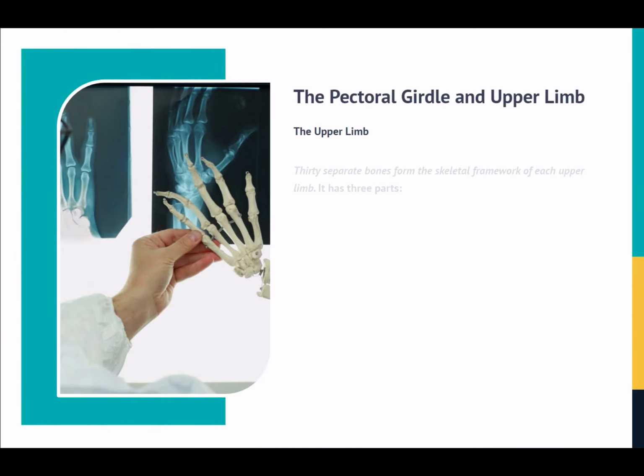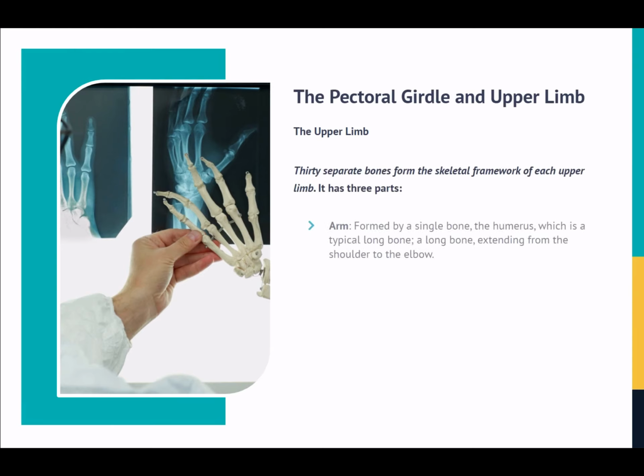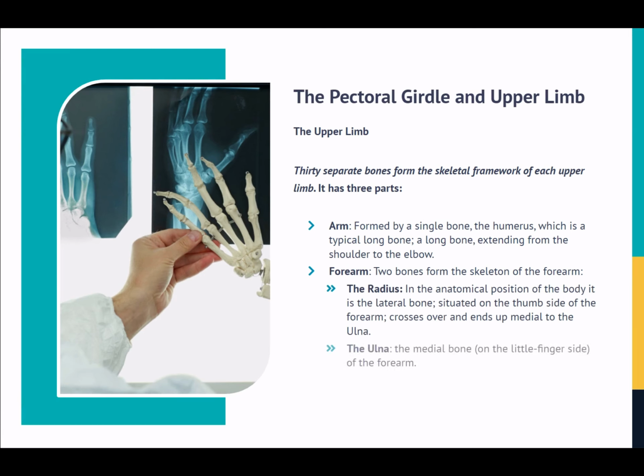The upper limb. 30 separate bones form the skeletal framework of each upper limb. It has 3 parts. Arm. Formed by a single bone, the humerus, which is a typical long bone, a long bone extending from the shoulder to the elbow.